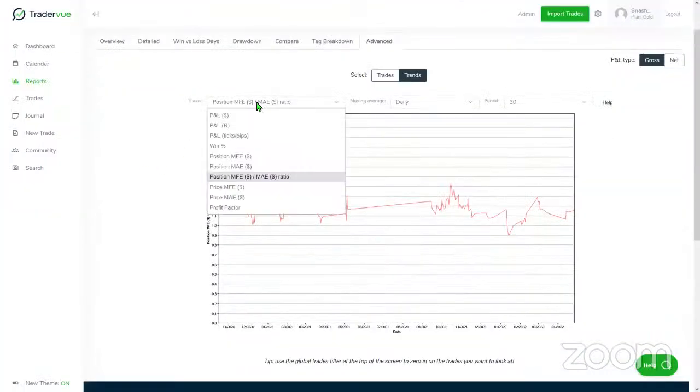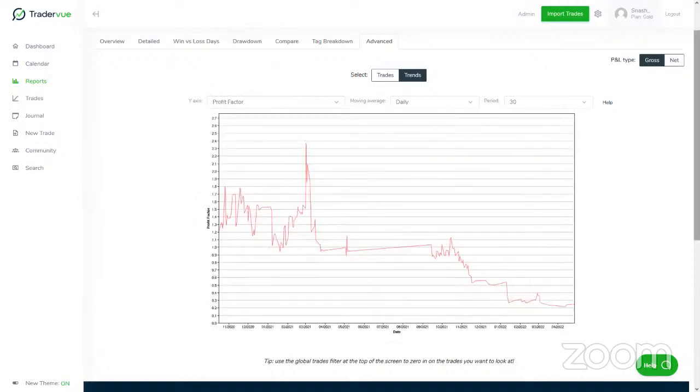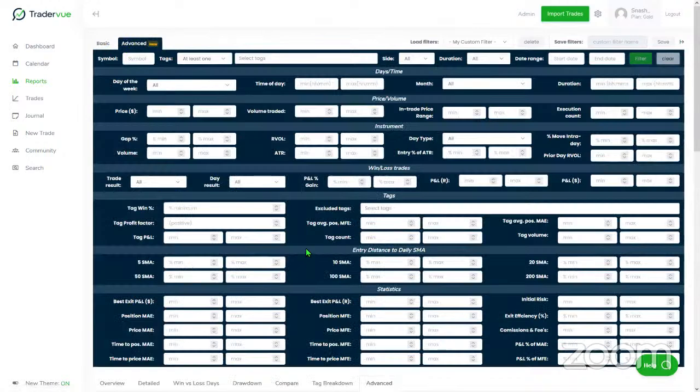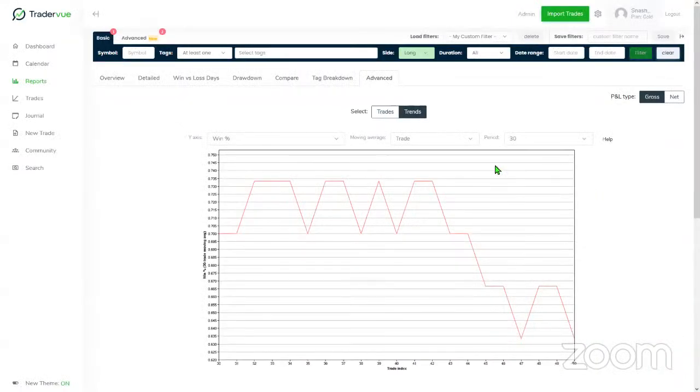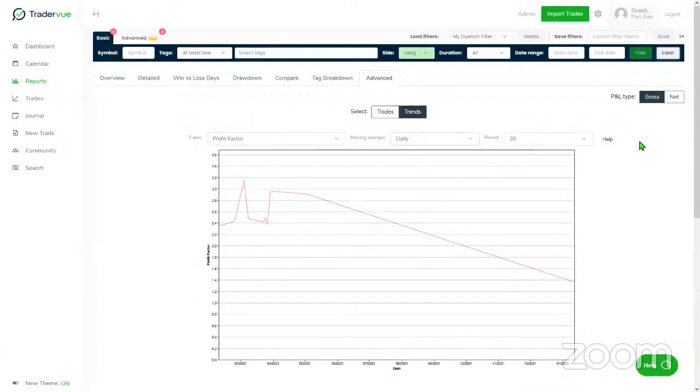So we're gonna select profit factor here, daily 30. We're gonna scroll up, go to advanced, and look for gap 0 and 2, but also look for side long. And yeah, we're gonna click on filter. And things did change here. We're just gonna put it back in.